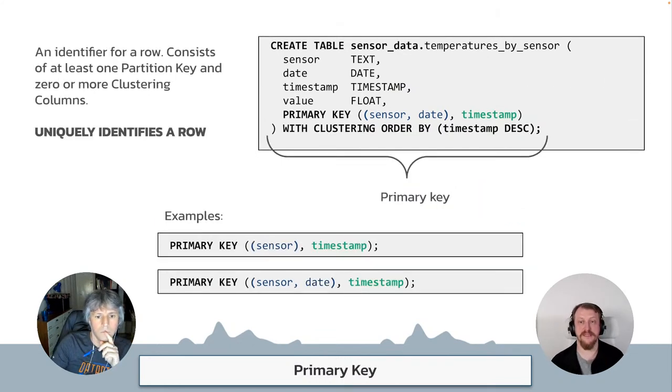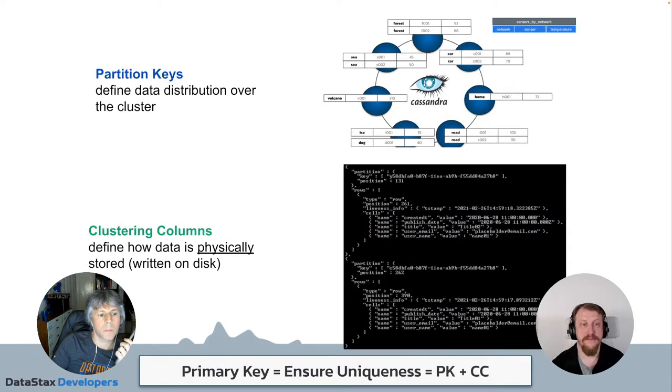Finally, primary key consists of a partition key and clustering columns if they are present. It uniquely identifies a row. Like in this example, we discussed all the parts of a primary key. This is very, very important to understand. Partition keys define data distribution over cluster. Based on the partition key, data will be placed on node A or node B or any other node. Then clustering columns define how data is physically stored, written on disk.